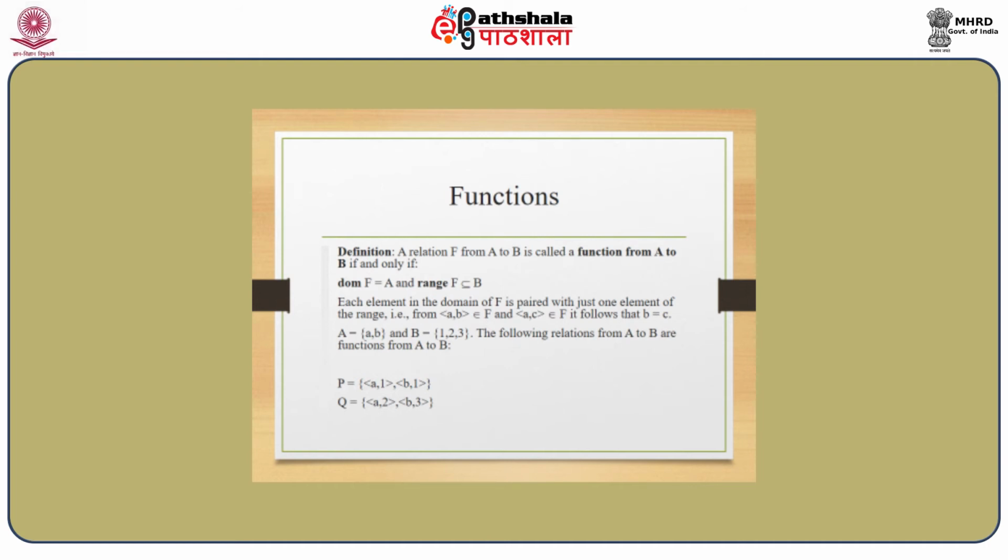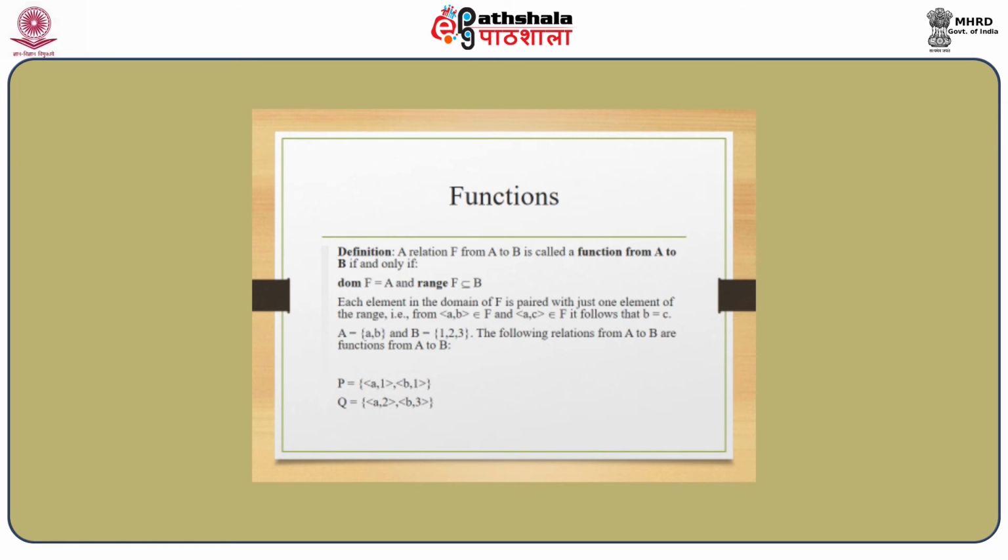Each element of the domain of f is paired with just one element of the range. That is, from (a,b) belongs to f and (a,c) belongs to f, it follows that b equals c. Alternatively, one might just say that a function is a subset of the Cartesian product of A and B such that each element of A occurs as the first element of exactly one ordered pair in R.